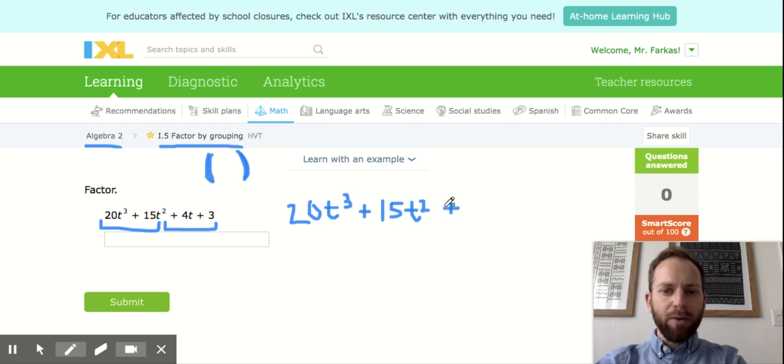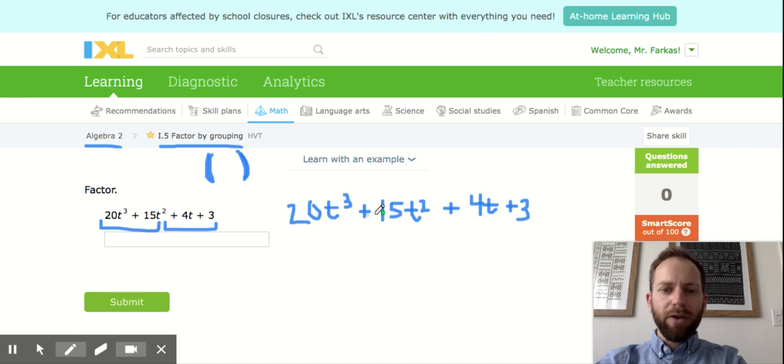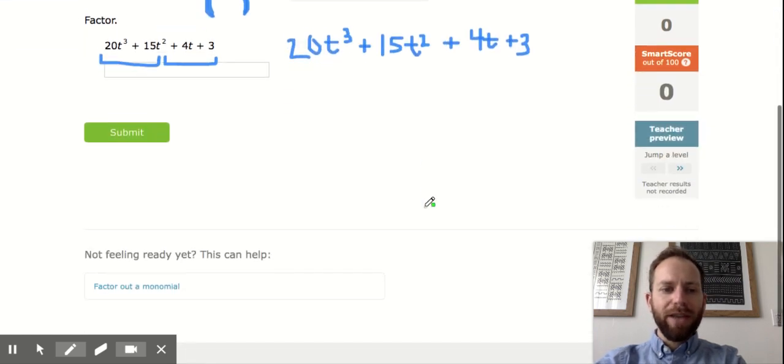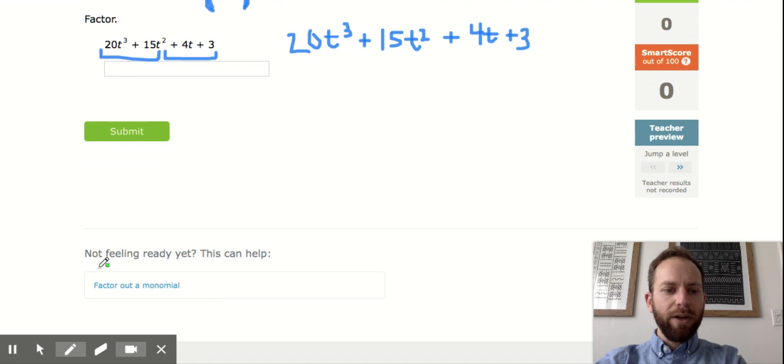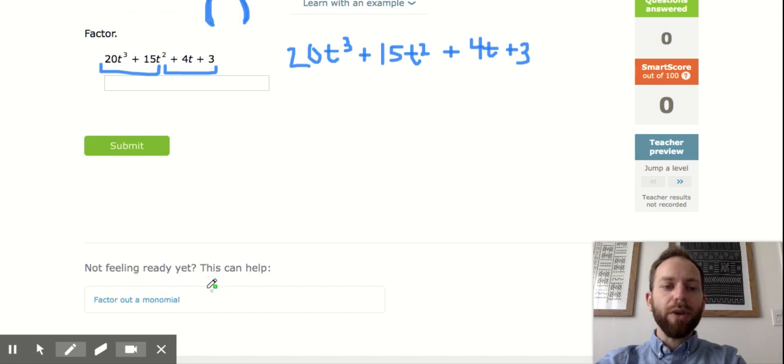And then in the second part, we're going to be looking at this group. Positive 4t, just 1t, right? And plus 3 is the constant. So let's think, what is the greatest common factor between 20t to the third power and 15t squared? And if you're not sure about that, this skill can be really helpful right here. Factor out a monomial. This is skill I1, and you should have already done that, but if you haven't done it yet, that's a good prerequisite skill, and you will get credit for doing that too, so you might as well try that one first.